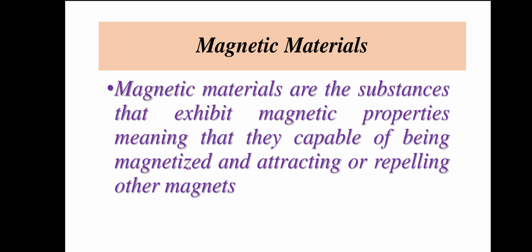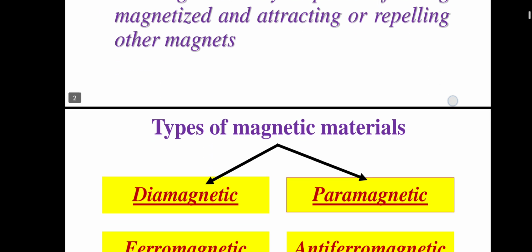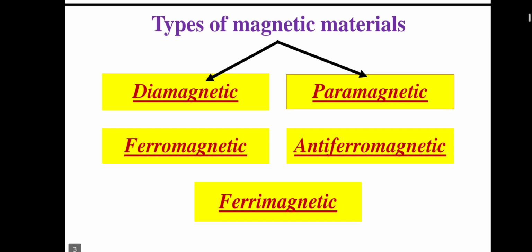Today I am going to explain Engineering Physics, Chapter 5, Physics of Advanced Material. Points: Magnetic materials. Magnetic materials are the substances that exhibit magnetic properties, meaning that they are capable of being magnetized and attracting or repelling other magnets. Types of magnetic materials: diamagnetic, paramagnetic, ferromagnetic, antiferromagnetic, ferrimagnetic.